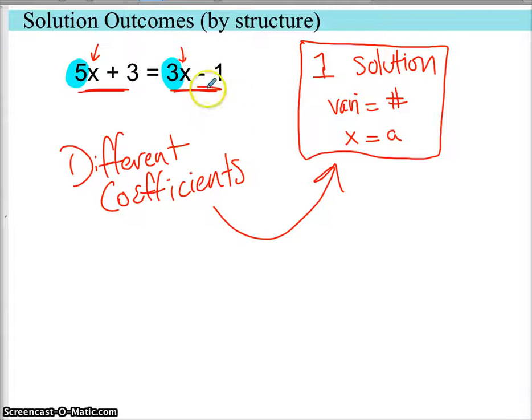And maybe that x value is 0. Remember, if you have x equals 0, that still means one solution. So instead of solving, we can just look at the coefficients. Are they different? 5 and 3 are different. This will have one solution.